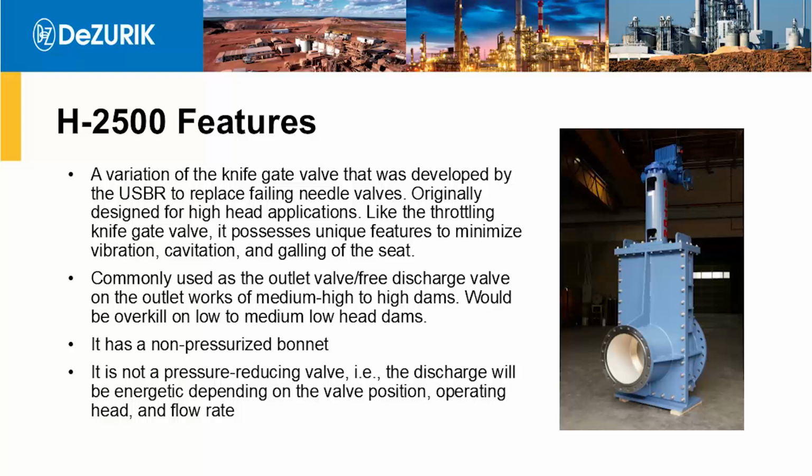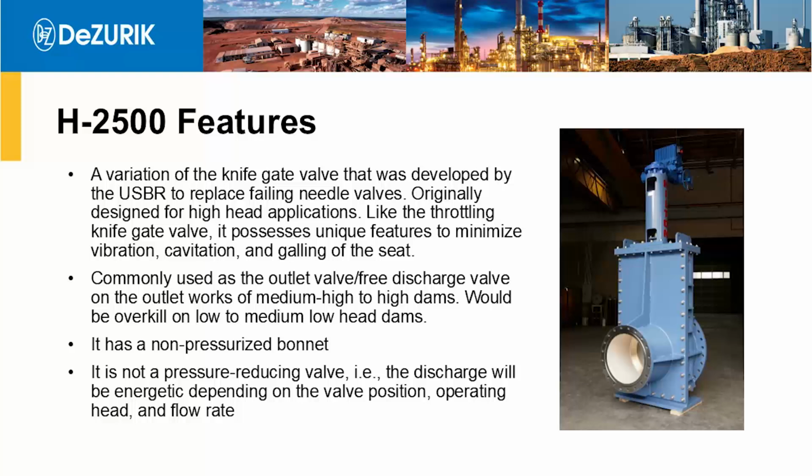So a jet flow gate valve is a variation of a knife gate valve that the USBR developed in Denver to replace failing needle valves. If you're familiar with Hoover Dam, they replaced a lot of their large needle gate valves with jet flow gate valves. And like the throttling knife gate valve, it has special features that minimize vibration, cavitation, and galling. And galling is something I can talk about if you have a question about it, bring it up, but I can also talk about that when we talk about these individual valves in a future session.